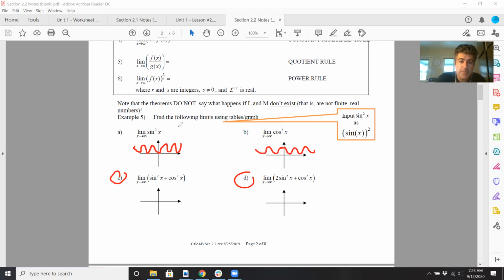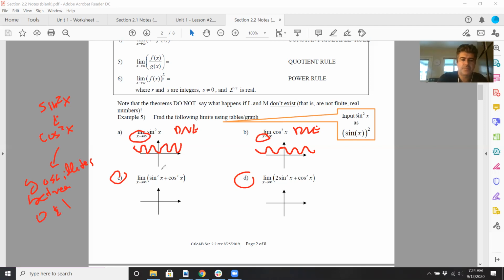So the limit won't exist here as x approaches infinity for either one, because I really don't know. For A and B, for sine squared x and cosine squared x, y oscillates between 0 and 1. So I really don't know what it's going to converge to.